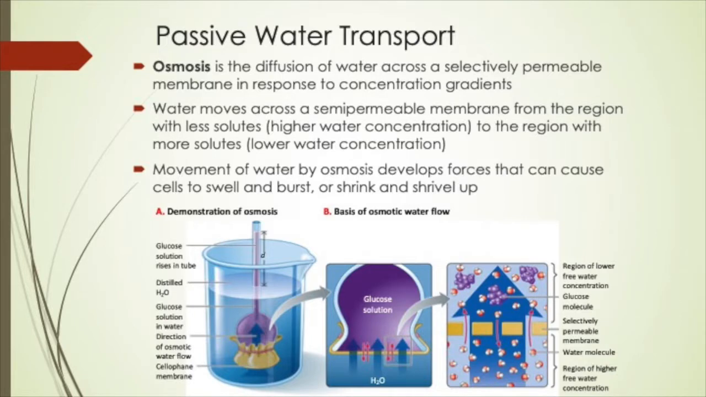So movement of water by osmosis develops forces that can cause the cells to swell or shrink and shrivel. So either swell and burst or shrink and shrivel. All right, so you'll need to know these differences. So there's a demonstration down here, and it's this demonstration of osmosis, right? So glucose is in the solution. You have distilled water, H2O, right? It's just water.